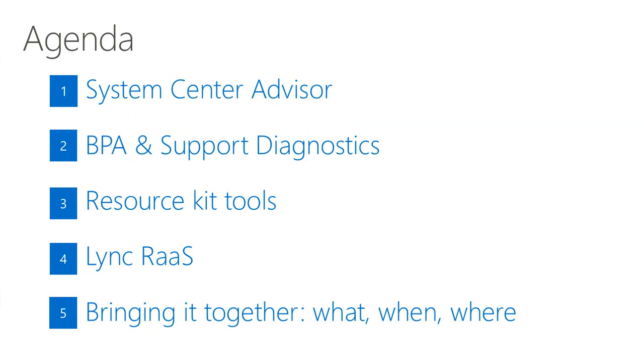From an agenda perspective, System Center Advisor, I'll kick that off. Then we'll go into, very quickly, BPA and what's next in the best practice analyzer space, support diagnostics, and then I'll turn it over to Keith, who'll talk about a variety of ResKit tools, and then he'll spend some time talking about RAP as a service or Lync RAS. And then finally, Keith will really bring it all together, because we're showing you a lot of proactive tools, and start to answer the question of, which one's right for me? What are the key differences between all of the tools, and what do I use? And maybe what combination of tools do I use?